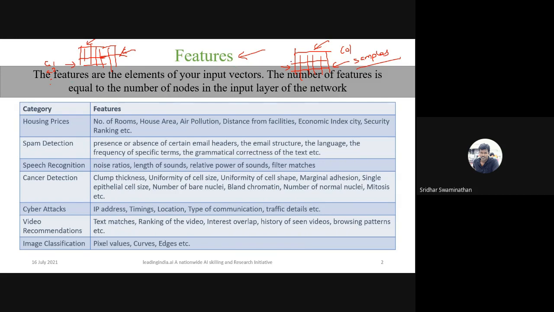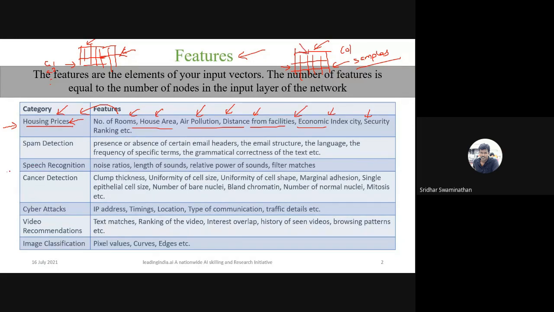And based on the features we need to detect a target from the data set itself. For example, in some problems we try to predict the house price, where the features will be the number of rooms, house area, air pollution, distance from facilities, economic index, security ranking. All these are the features, and these are independent features which don't depend upon anything. And the house price is a dependent feature, where the price of the house depends upon all these features. We want to predict the price of the house using these features, and you learn the machine learning model using these features, which are the columns of your data set.